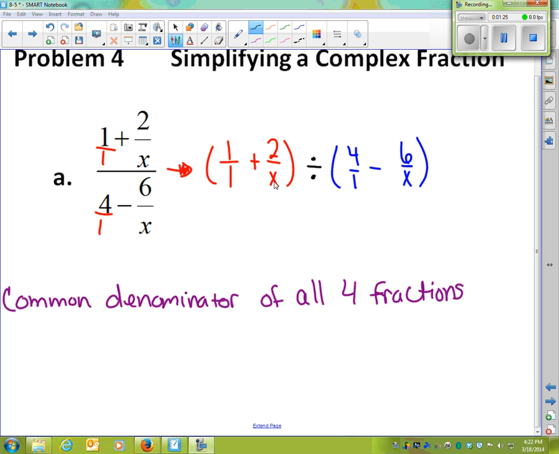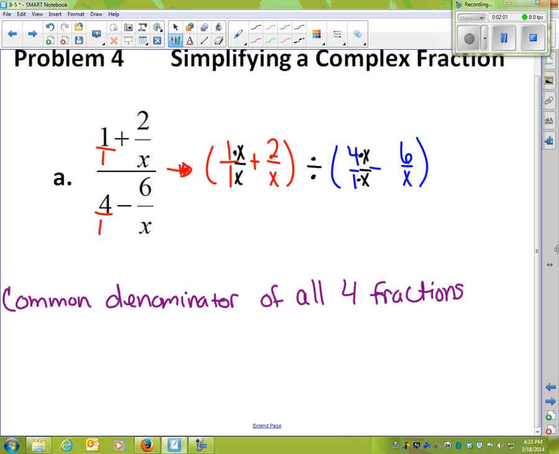If I look and see what they have in common versus what they don't, I can see x and 1. I know that if I multiply this first fraction by x over x, 1 times x is just x. I can do the same thing here with the second fractions. 4 times x over x, and again 1 times x is just x. Now all 4 fractions have that x as their denominator.